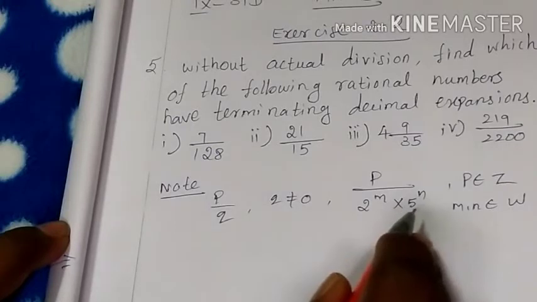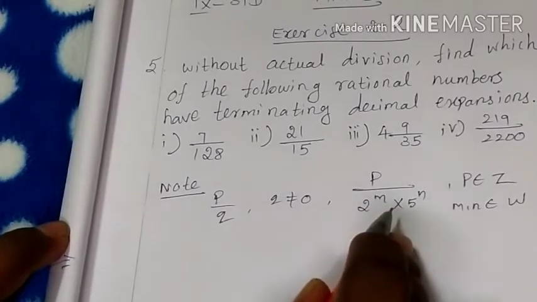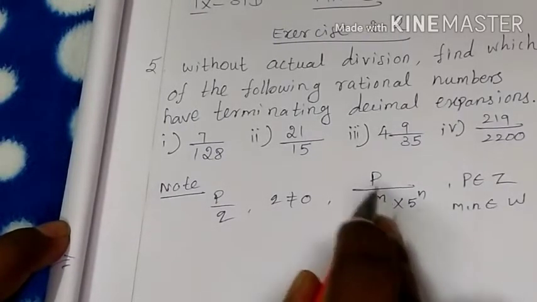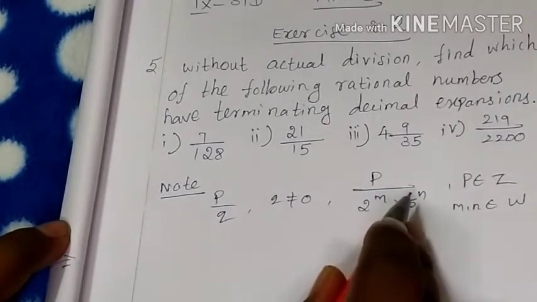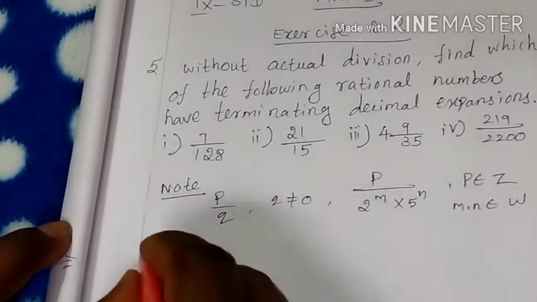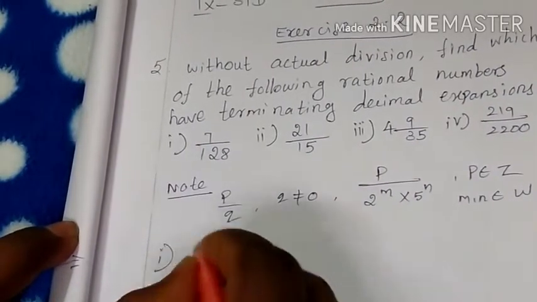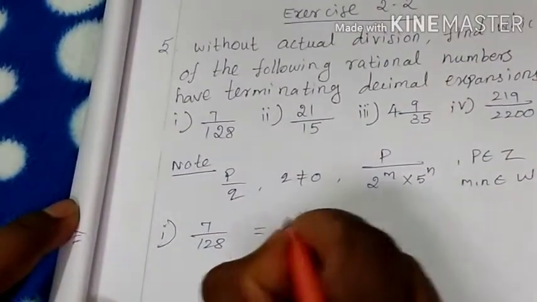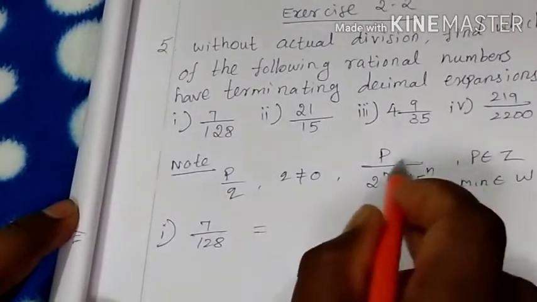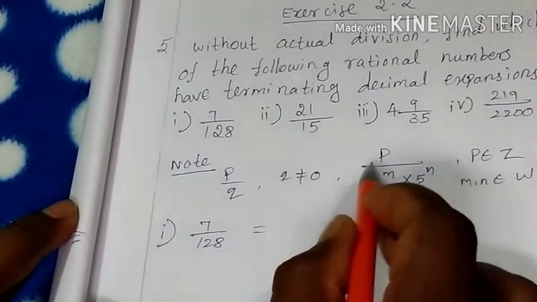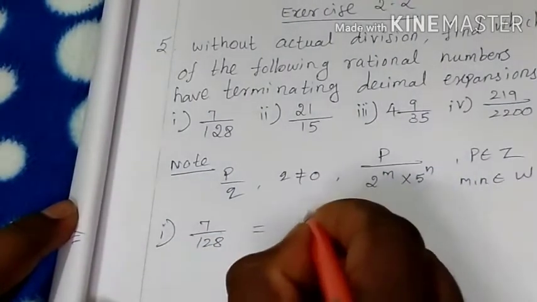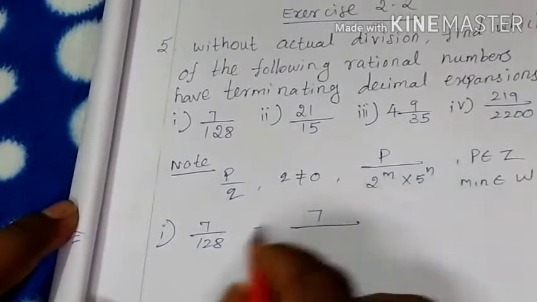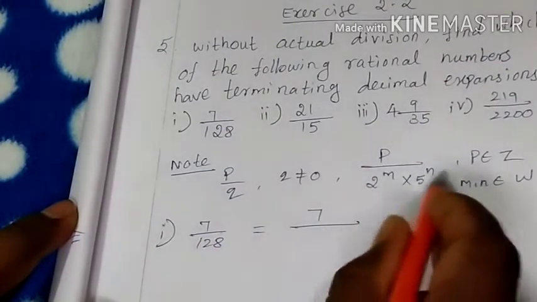So two forms are to be written here. The first one is the terminating decimal expansion. Another one is the non-terminating and recurring decimal expansion. Okay, the first question, answer: 7 by 128. The given rational number 7 divided by 128 can be written in the general form.